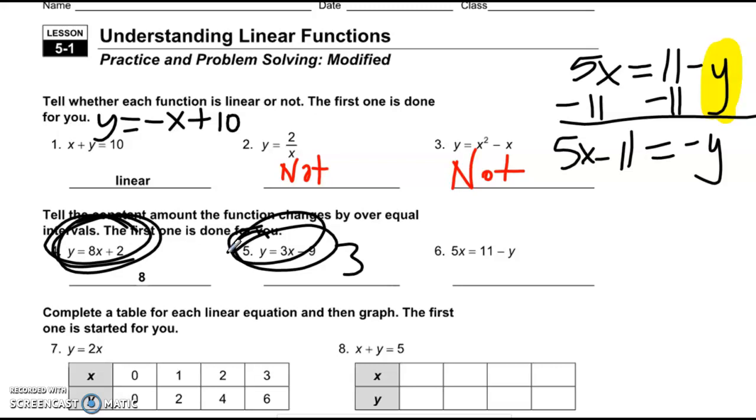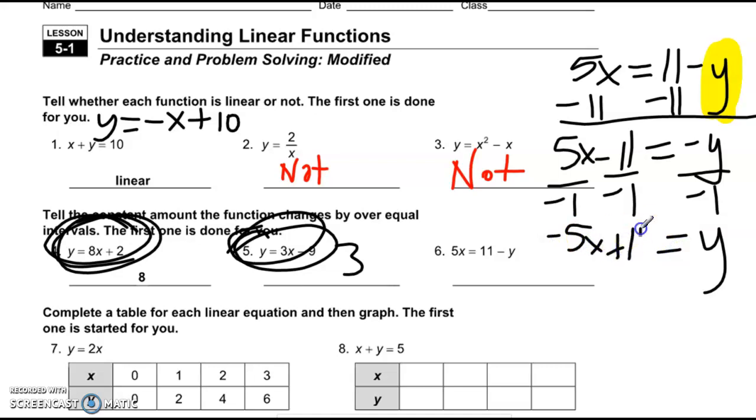So who said what? Divide everything by a negative 1. So if I'm going to divide this by a negative 1, I have to take everything on the other side divided by a negative 1. And that gives me a negative 5x. Negative divided by a negative on the second would be plus 11. So the constant is going to be what? Negative 5 in this case, whatever's in front of x.